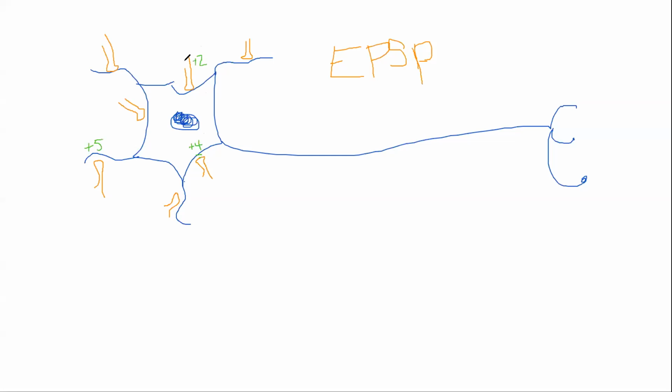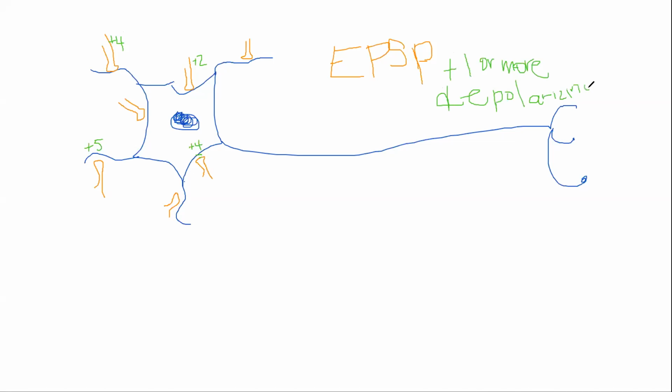Okay, so that's 11, so let's do a +4 right here. Every one of those is an EPSP. So these are plus a number, 1 or more. And they are all depolarizing because they're all excitatory.